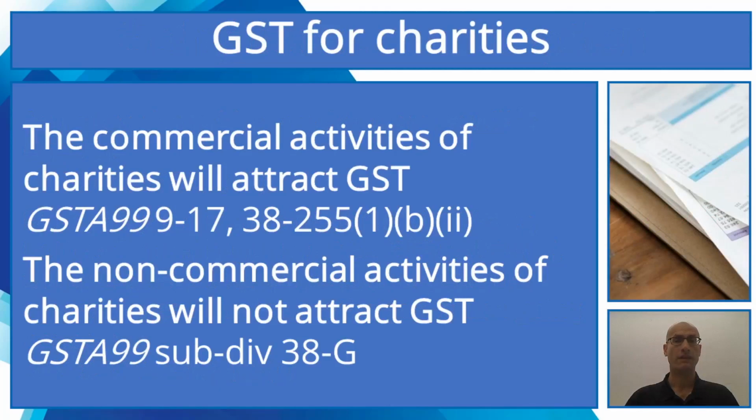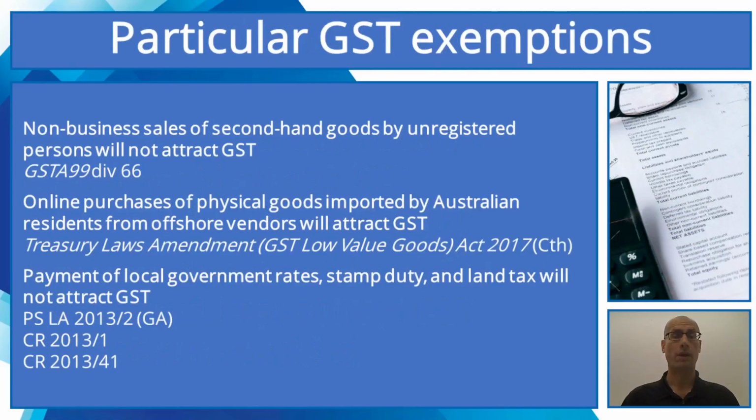With charities, if they undertake some form of commercial activity, then those activities are going to attract GST normally. However, the non-commercial activities of charities will not. So if goods and services are supplied by charities, that is going to be GST free. There are a few other particular areas where GST is exempted. It's probably worth noting these.